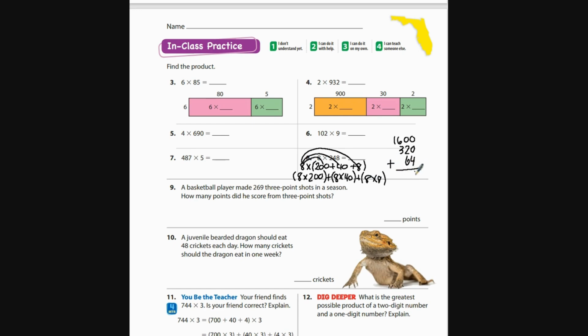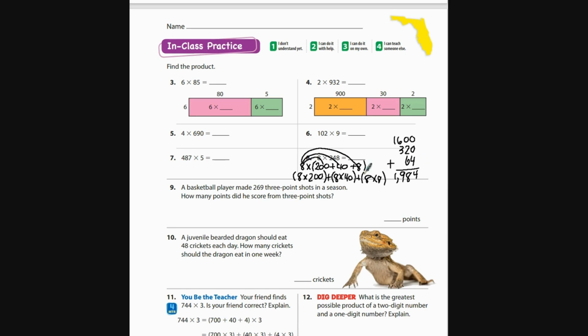All I have to do now is add. This is 4. 6 plus 2 is 8. 6 plus 3 is 9 and 1. So this is my final product. All right. And then let's take a look at question 9.